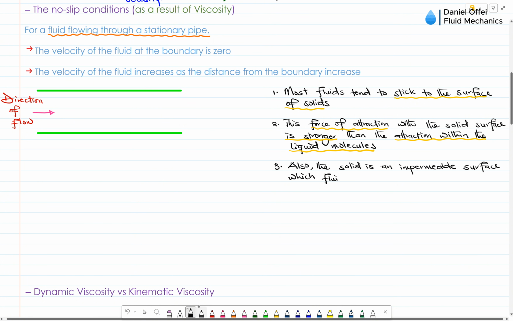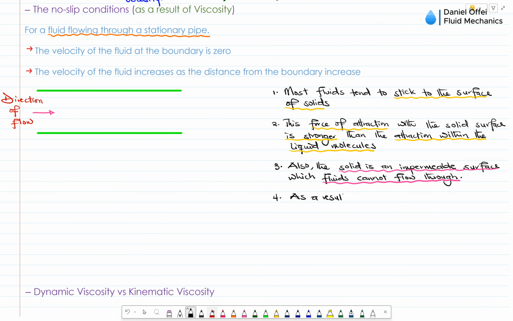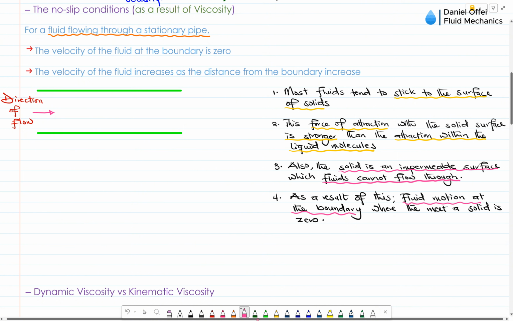Another fact we must state is that liquids cannot flow through impermeable solids. Therefore, at the boundary, there will be no movement, or the liquid would have to stop because it cannot flow through the solid surface. As a result of this, fluid motion at the boundary is zero. That is where the fluid and the solid boundary meet. We say there is no movement, and the velocity of the fluid is the same velocity of that boundary or of that solid.